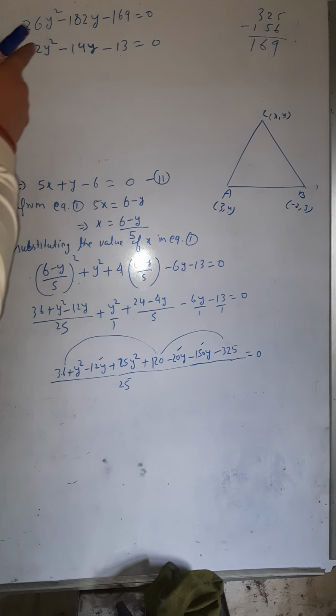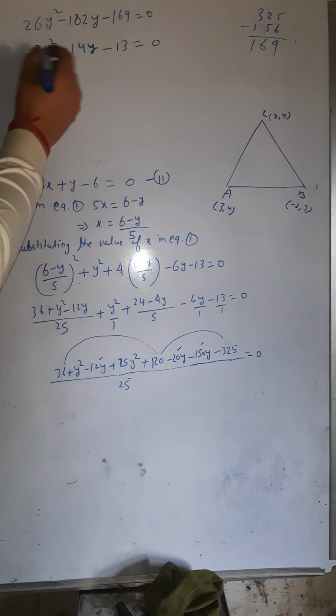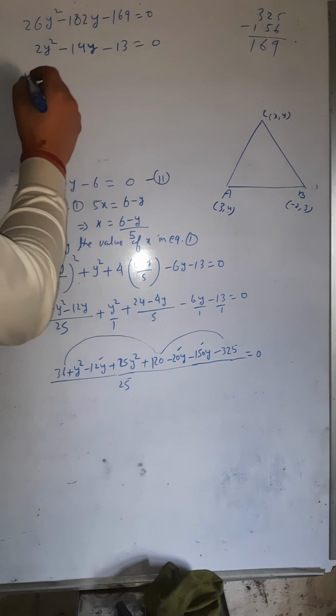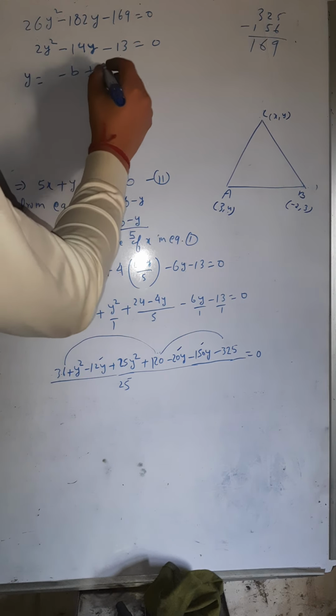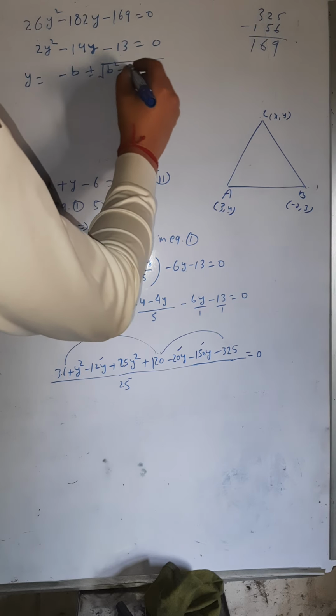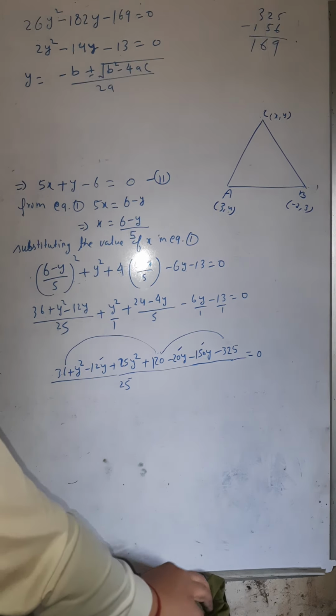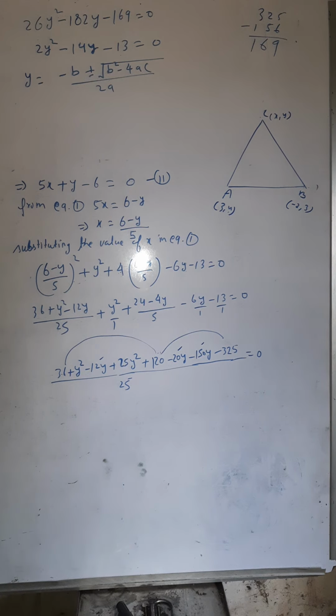So now this is a quadratic equation. I will find the value of y from here using the quadratic formula. The quadratic formula is y equals minus b plus minus under root b square minus 4ac, divided by 2a. This you must have read in quadratic equations. So from here I can find the value of y.